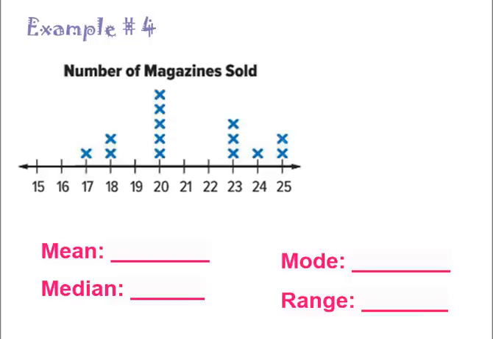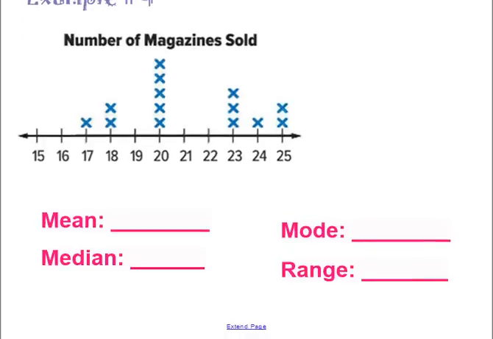All right, so example 4, I have a line plot that's already created for me. So I'm going to find my mean, median, mode, and range. I'm going to start with my range. I'm going to take my largest number, which is 25, and subtract my smallest number, which is 17. So 25 minus 17 is going to be 8. My mode is my number that appears most frequently, and that's going to be 20.